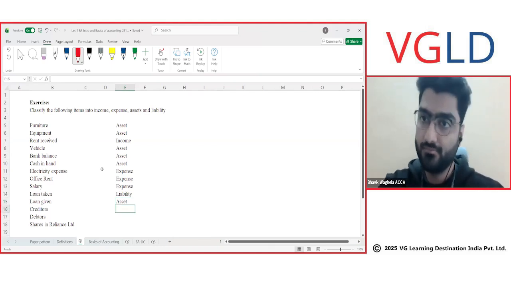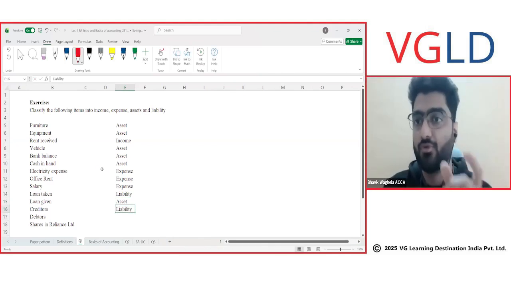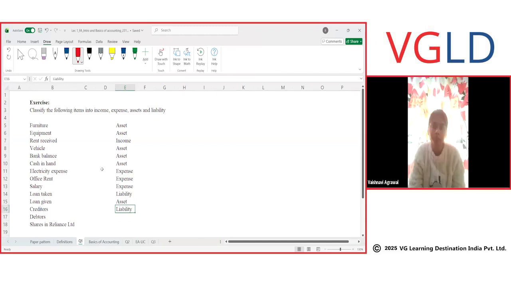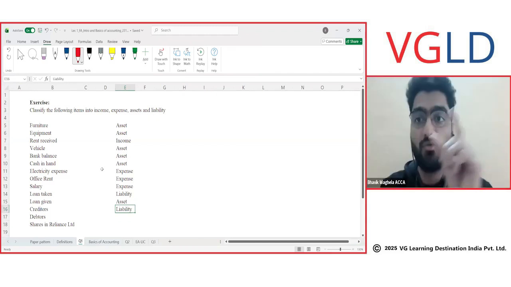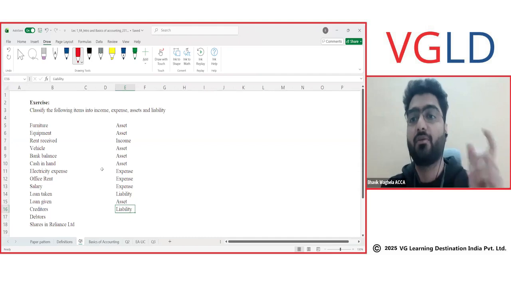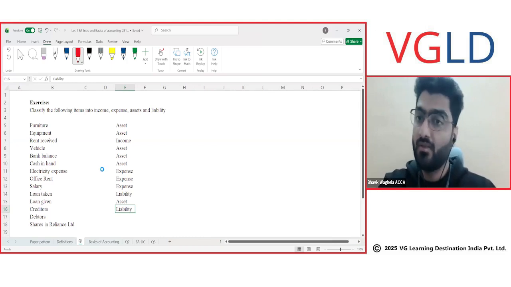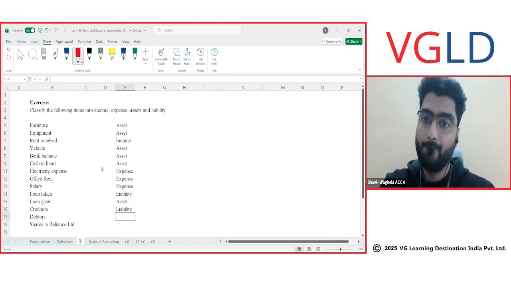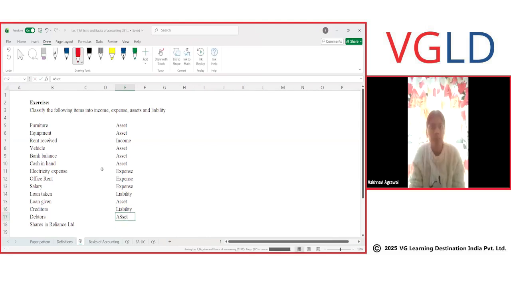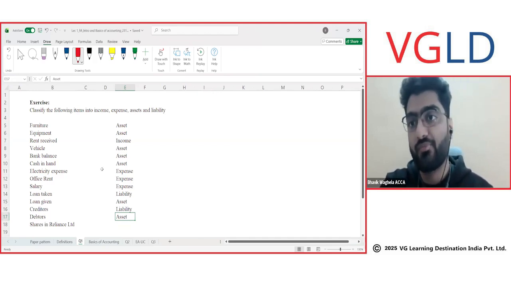Creditors. Liabilities. What do I mean by creditors? The person to whom I owe money. I have either purchased goods or services from them on credit, which means I am yet to pay them. So creditors are the persons to whom we owe money for goods purchased or services received. Debtors. Assets. These are the people to whom we have sold goods or services on credit.